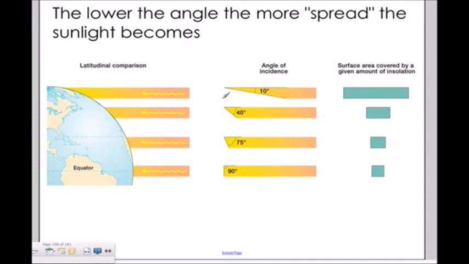Okay, exact same idea, now a little more complicated, with some numbers involved. If you measure these angles, this angle would be 10, this angle would be 40, this angle would be 75, this angle would be 90, and this shows you where all that sunlight is condensed. At the equator, it is condensed into a small area, and with a 10-degree angle, that same amount of sunlight is now spread over this amount of area, therefore it is not as intense, and the temperatures are cooler.